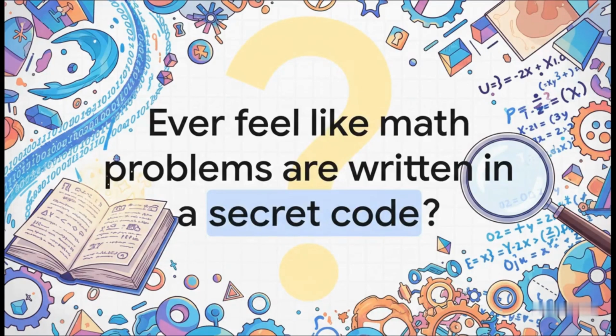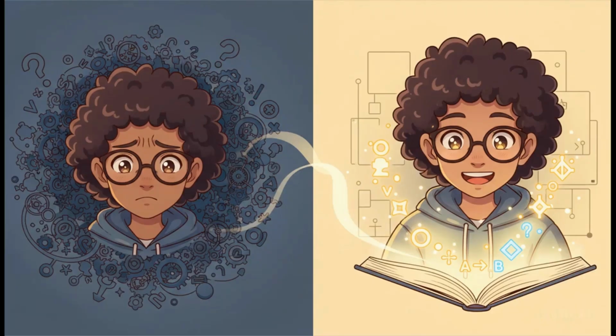You know that feeling, right? You're staring at a paragraph full of words and numbers, and it just feels impossible. Like someone's written a secret code and you're the only one who didn't get the key. Yeah, we've all been there. But here's the thing. It's not a secret code. It's just a different language. And once you learn the vocabulary and the grammar, you can translate those confusing sentences into clean, simple formulas. And that is exactly the skill we are going to build in this explainer.